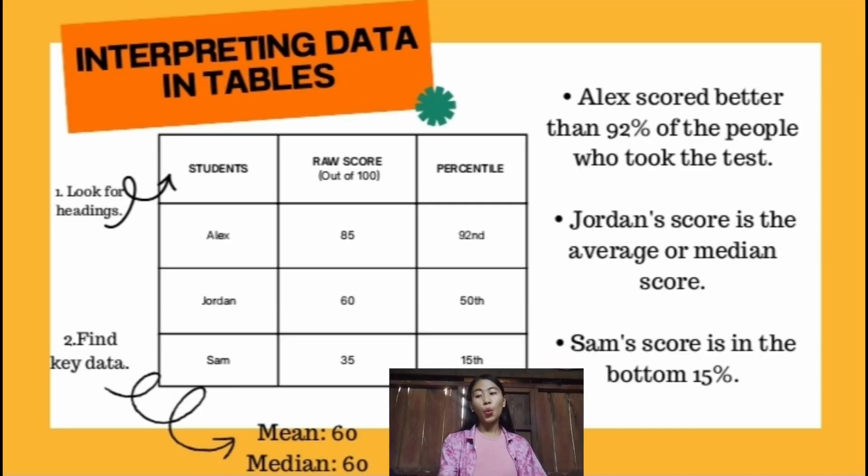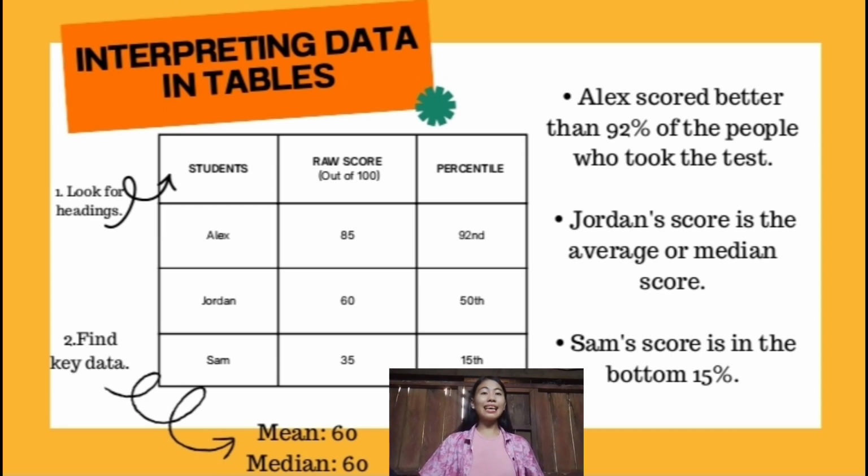Interpreting data in tables. We have a table here, and the table consists of 3 columns. The first thing we need to do is look for headings. The headings here are the students, raw score, and the percentile. Then the second thing is to find the key data. Here we have Alex, Jordan, and Sam. They are the students.